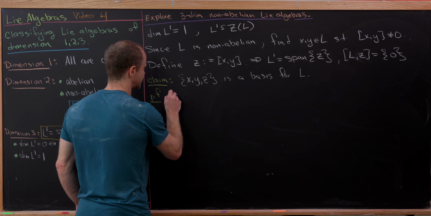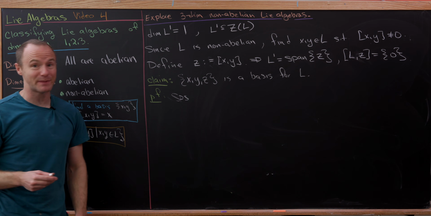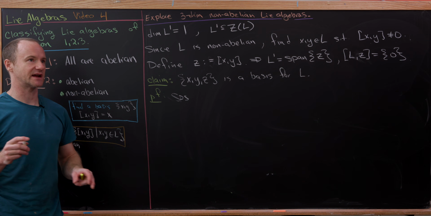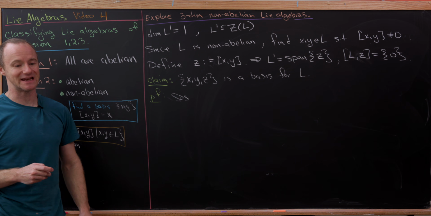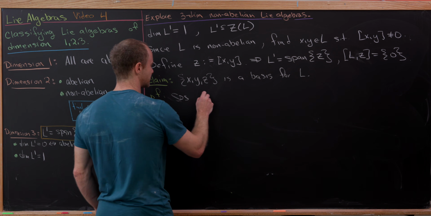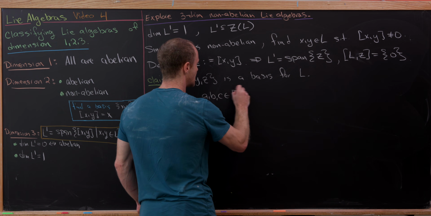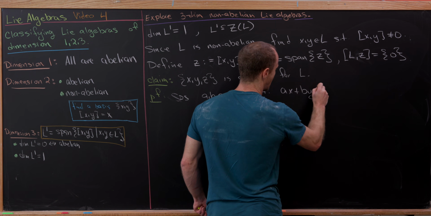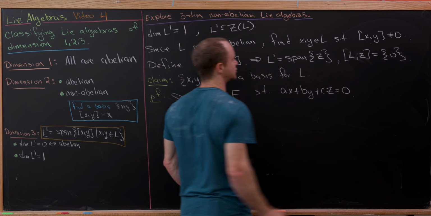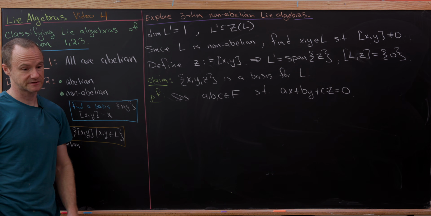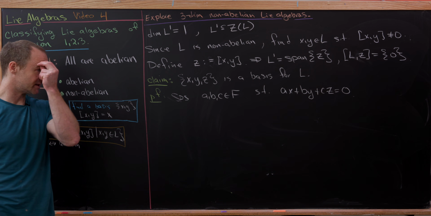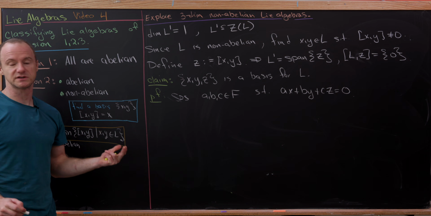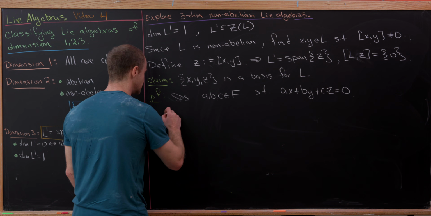Now let's suppose that we have a linear dependence relation and show that all of the weights of the vectors have to be 0. That's the standard outline for a linear independence proof. So let's suppose we have a, b, and c, which are elements of the field, such that ax plus by plus cz is equal to 0. Nice. Now the name of the game here is simply to bracket this with x, bracket this with y, and see what we get out of that. So let's do that.